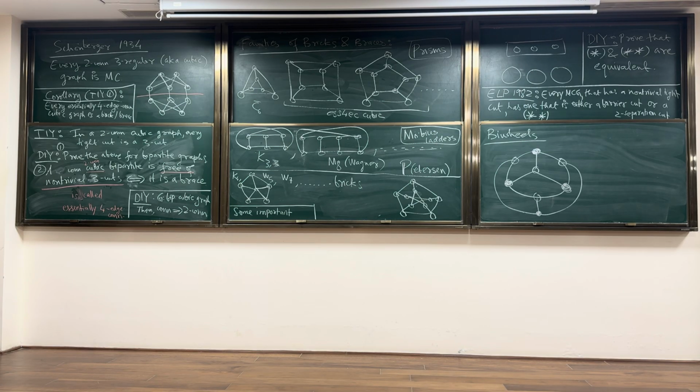Then there is a non-trivial tight cut that is either a barrier cut or a suppression cut. That may not be the same. No, it may not be the same. Yes, there will be some, yeah, it may not be the same. Okay, anybody else? Everybody figured it out? Yeah, everybody sees it?